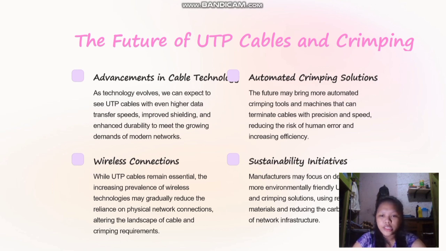Sustainability initiatives. Manufacturers may focus on developing more environmentally friendly UTP cables and crimping solutions, using recyclable materials and reducing the carbon footprint of network infrastructure.